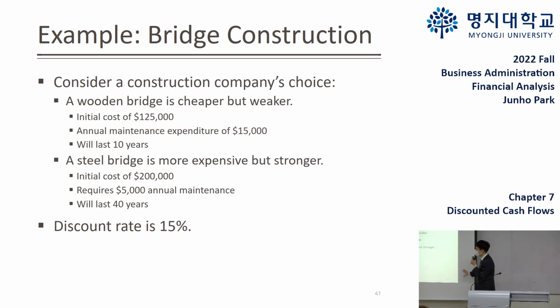So on Monday we discussed an example of constructing a bridge, and in this case we had to make a choice between two alternatives. The problem is that by choosing one, we automatically reject the other, because we cannot have both bridges in the same place. And furthermore, another problem is that they have different investment horizons.